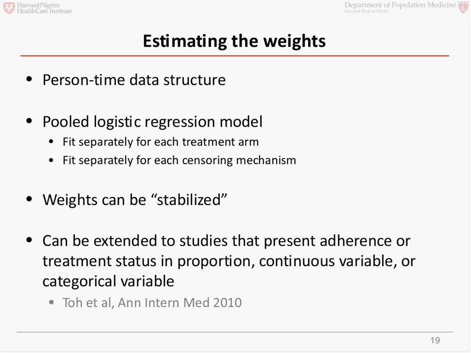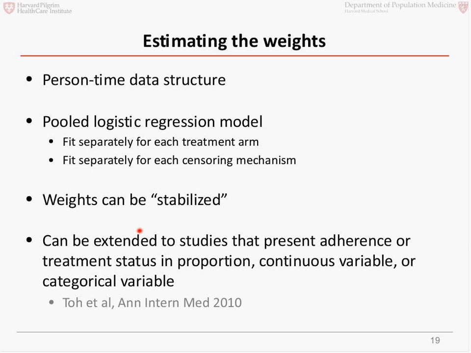And if you have this type of data structure, you can use pooled logistic regression models to approximate Cox models, and that's what we did here. We usually fit the weight model separately for each treatment arm, so that the same covariate can have different effects on different treatment arms. And if you have more than one censoring mechanism, like what we did in our analysis, you also fit the model separately for each censoring mechanism. So we fit the model separately for censoring due to loss to follow-up and due to treatment non-adherence.